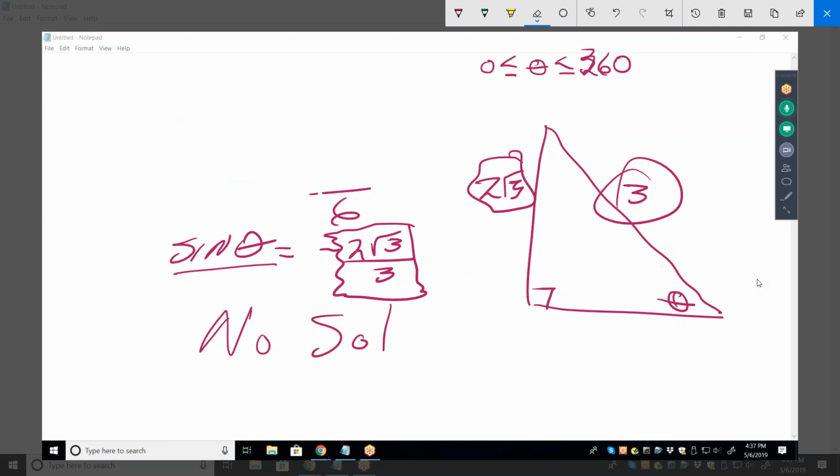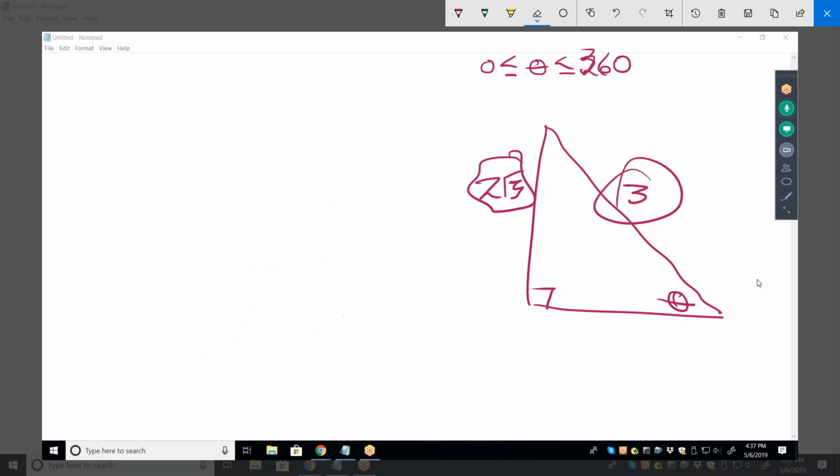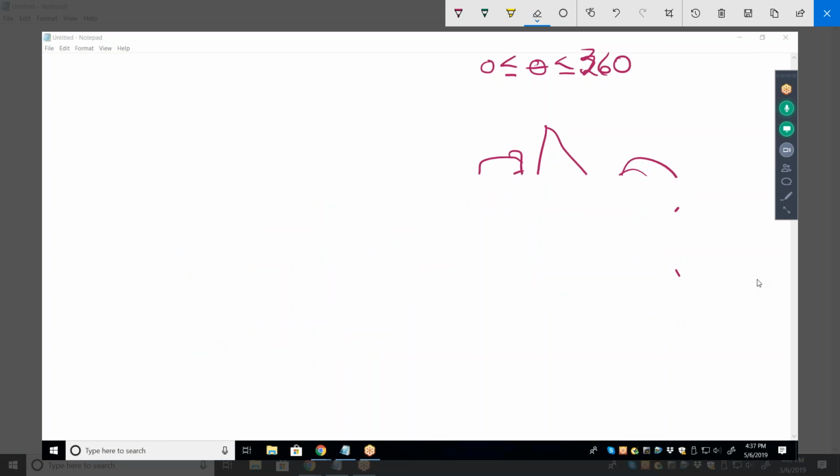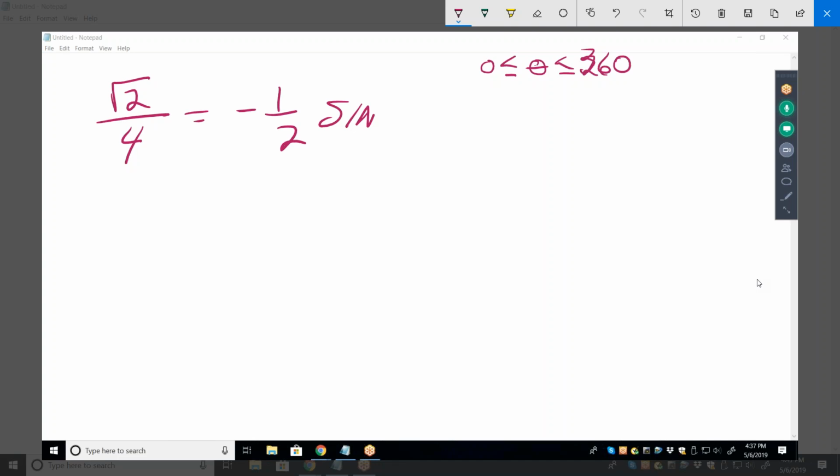That's good. They're a little trickier than normal here. What else we got? The next one is root 2 over 4 equals negative 1/2 times sine of theta. First step.